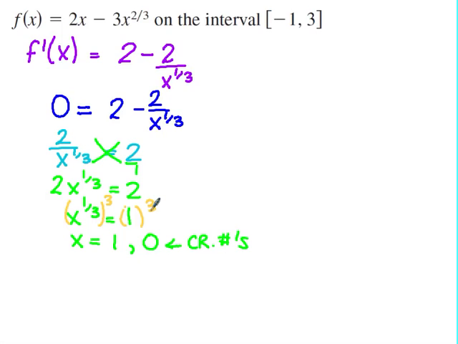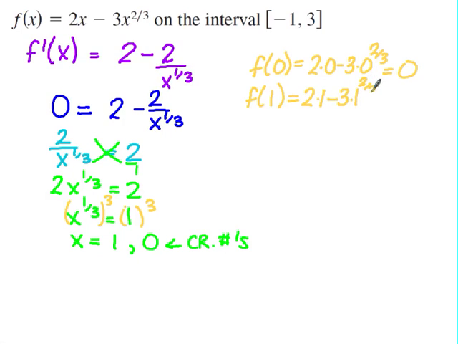Okay. So now we're going to evaluate f at each of the critical numbers. So I've got to find f of 0 and f of 1. Now I'm not plugging it back into the derivative, I'm plugging it back into the original problem. So in this case, I've got 2 times 0 minus 3 times 0 to the 2/3. Well, what's that going to be? 0. F of 1, you're going to have 2 times 1 minus 3 times 1 to the 2/3.